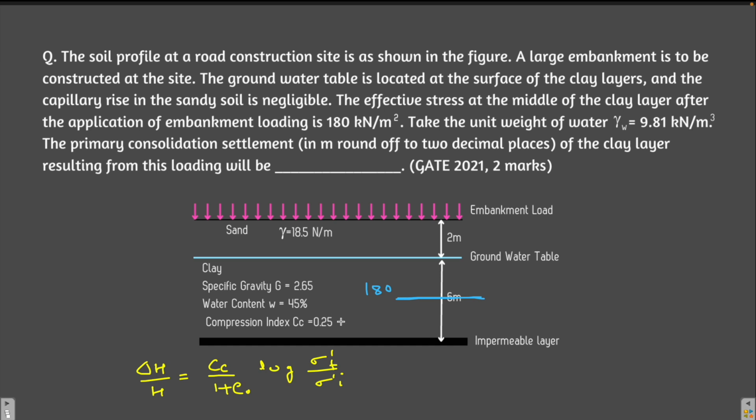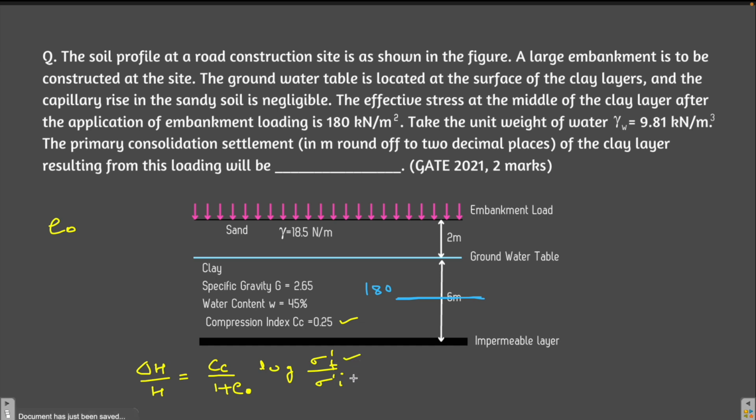Cc, that is the compression index. Is it given? Yes, it is given as 0.25. e naught means the initial void ratio. Is it given in the question? No, it is not given in the question. So first of all, we have to find out e naught. What else is given?